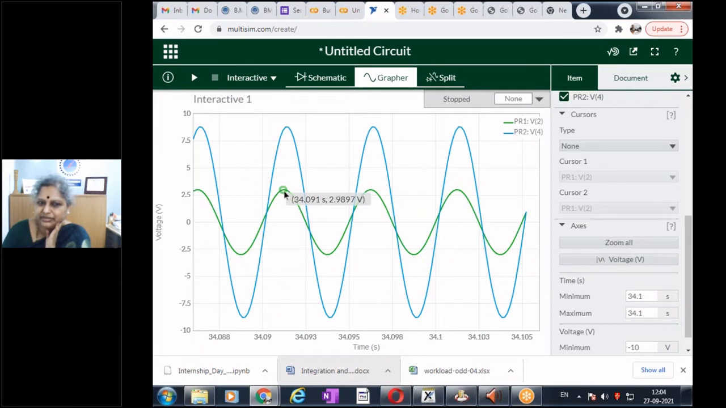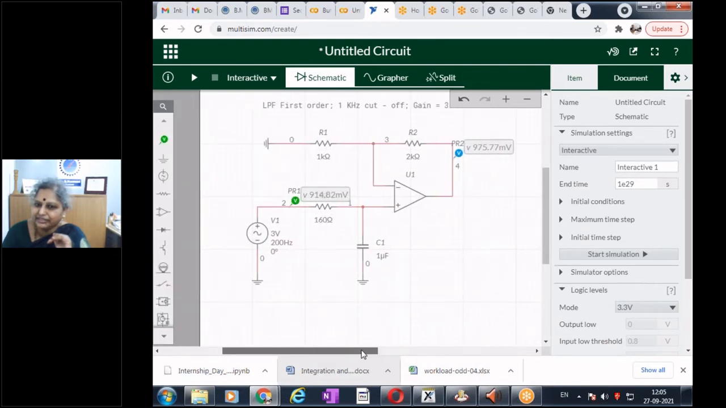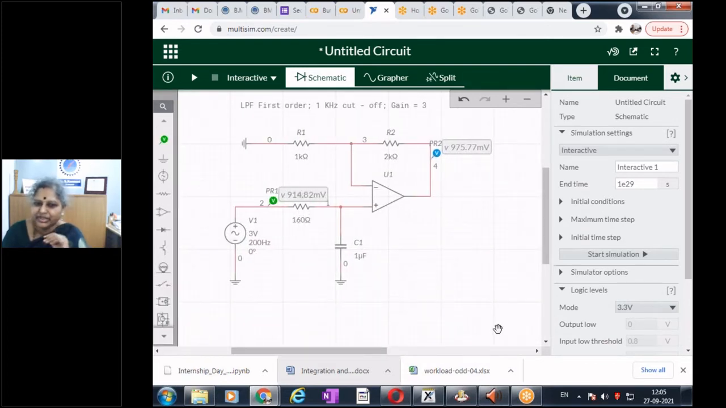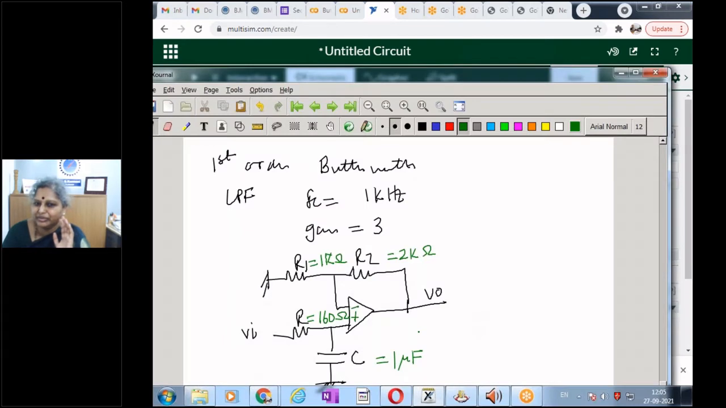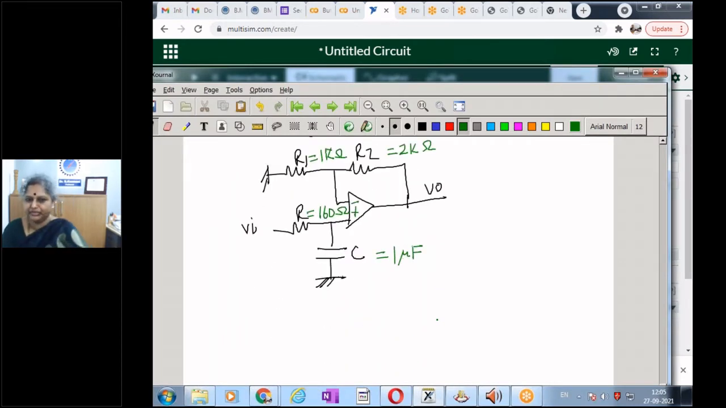So this is the gain: this is 3, 2.9, and this I'm getting as 8.8. So 2.9. We have designed it for a gain of 3, and we are getting a gain of 2.9. So we are getting the designed gain. Where do we get the designed gain? We get the designed gain at the pass band.